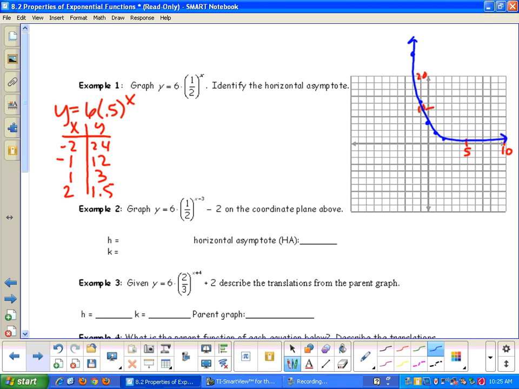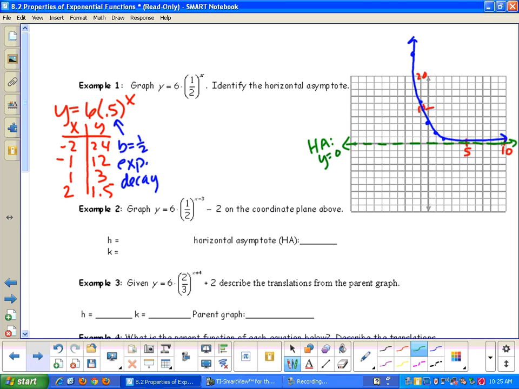So here's my graph. And remember, this is a b value equal to 1/2. This doesn't have a negative in front, so it's exponential decay, because as you move from left to right in your graph, your y values are decreasing. And if you look right here, our y values are coming very close to 0, so we have a horizontal asymptote of y equals 0.